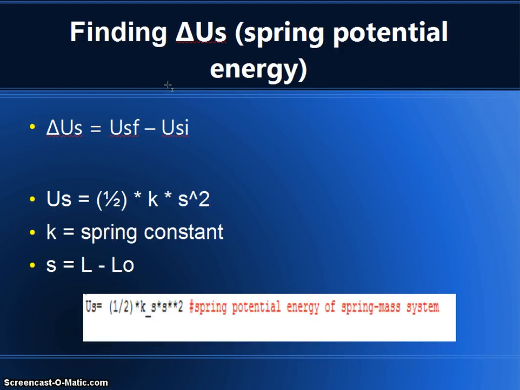We also need to find the spring potential energy. This is similar, where we have the spring potential final minus spring potential initial, and to get the spring potential energy we have 1/2 k times s squared, which was a formula given to us, where s is the stretch of the spring, which is L minus L naught.